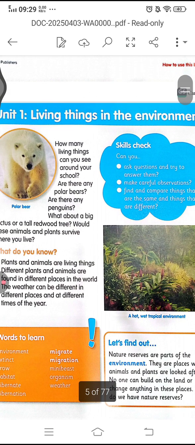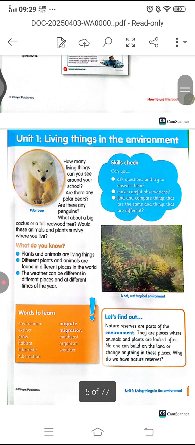First unit is related to living things. Now the question arises, what are living things? Living things are the things that can eat, drink, respire, excrete, reproduce, or enlarge in size, or they can move from here to there. Many living things are found in our nature.